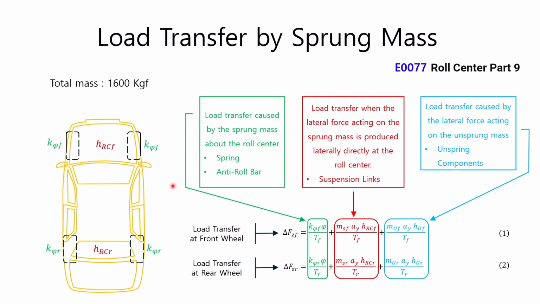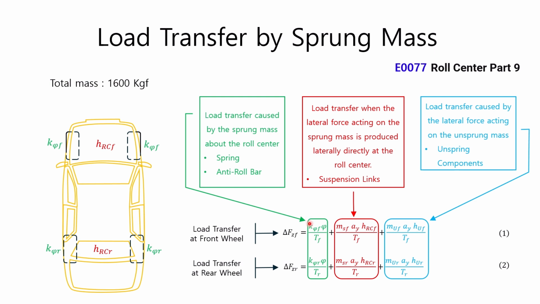These load transfers are transmitted through the springs and anti-roll bars. I explained that, all other things being equal, the side with the higher suspension stiffness experiences a greater load transfer, resulting in either understeer or oversteer. The mathematical expressions for these load transfers can be expressed in the first terms of equation 1 and equation 2, shown in green.